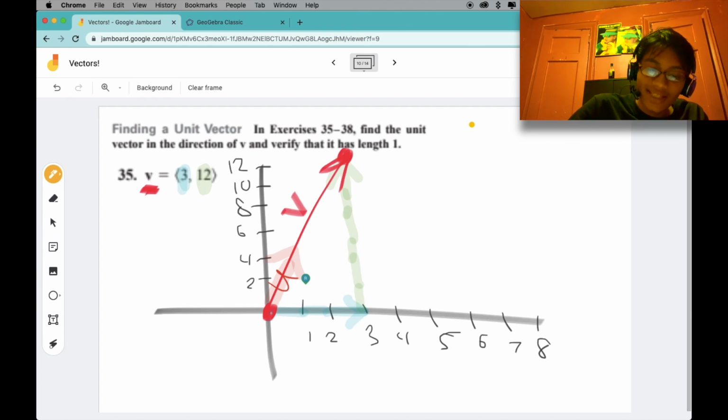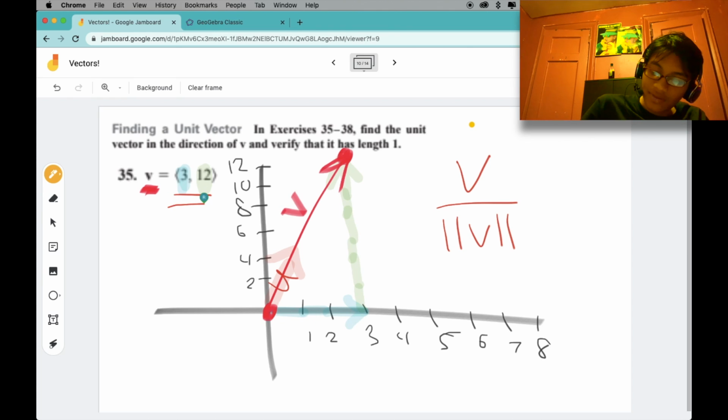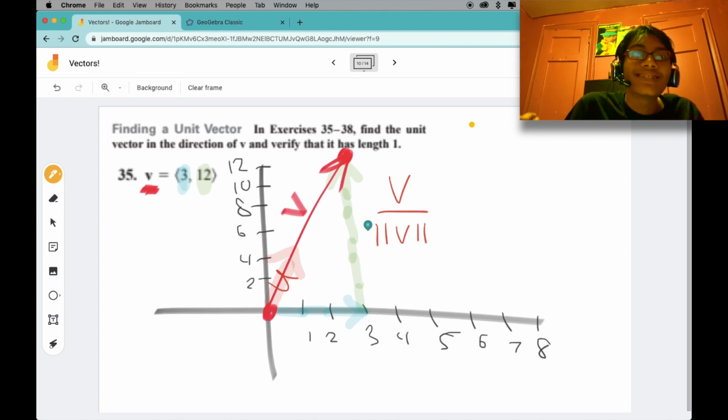Well, I take my vector v, and I divide it by its size. Hopefully that's not too hard. What's my vector v? It's going to be 3, 12. So let's go ahead and do that. I take my vector v, I divide it by its size. So this is my vector, this is the size of my vector, and if I divide something by its size, I should get 1. It makes sense. If you divide something by itself, you should get 1.